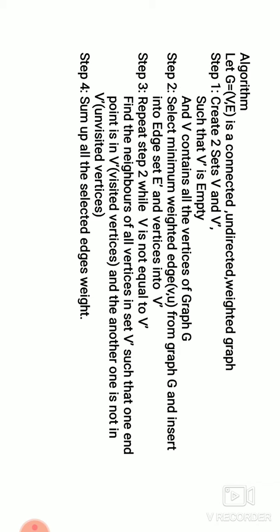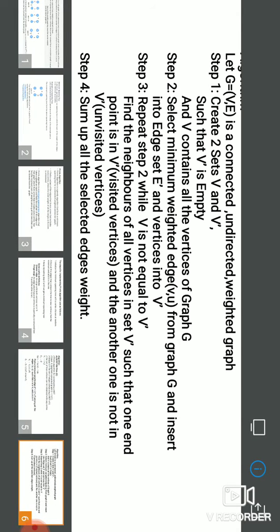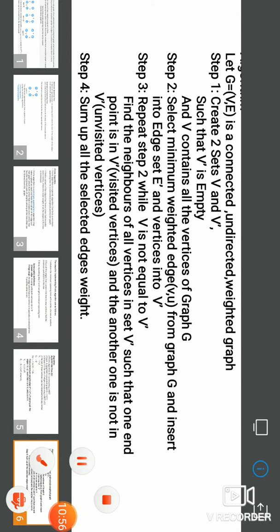In the second step, we create two sets of vertices V and V dash, where V dash is an empty set, that is a set of vertices which are present in the spanning tree. Initially, we have no spanning tree, we are yet to find it. So the set of vertices in the tree is empty, that is V dash is empty, and V contains all the vertices that are in graph G.